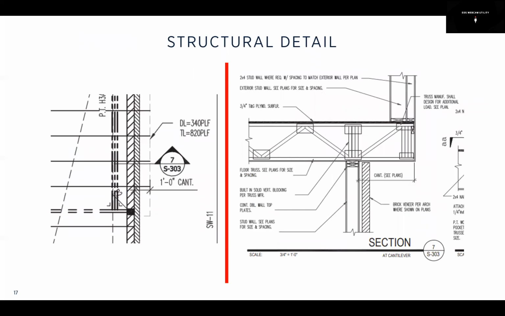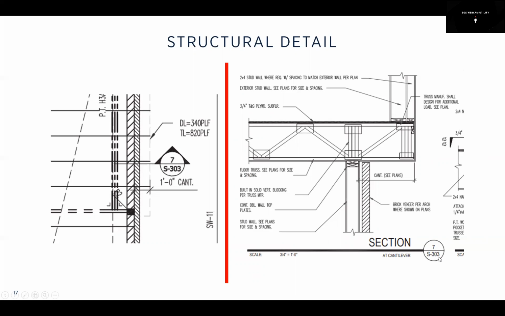All right, so here is a structural detail. We've got this on the left side. We've just got this symbol giving us additional information for a 1-foot cantilever. This is super important because we need to know how to build this thing. So we're like, okay, I better go to detail number 7 on page S303. Come over here. I'm on detail 7, page S303.